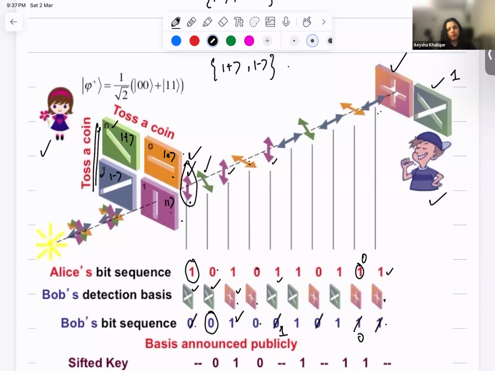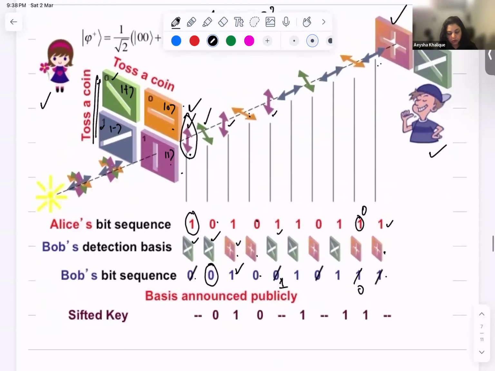So far, Alice has prepared the state on her end and Bob has measured the state on his end, and they do not know anything about each other, right? What Alice has made, what Bob has measured, they do not know, and they do not know about their basis choices as well. So what do they do? They announce their bases publicly. This is the next step that they do.